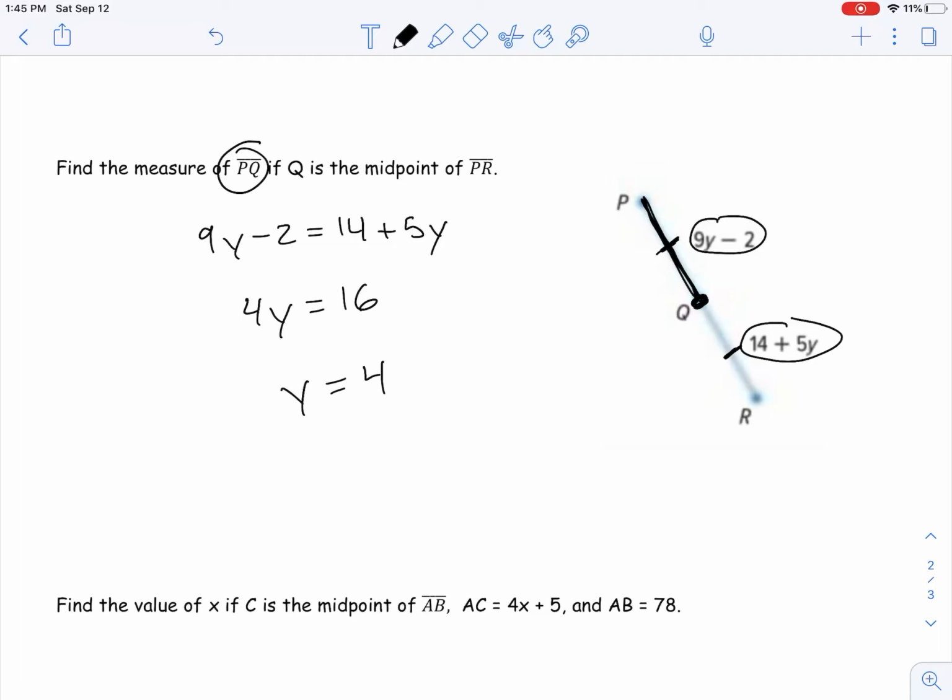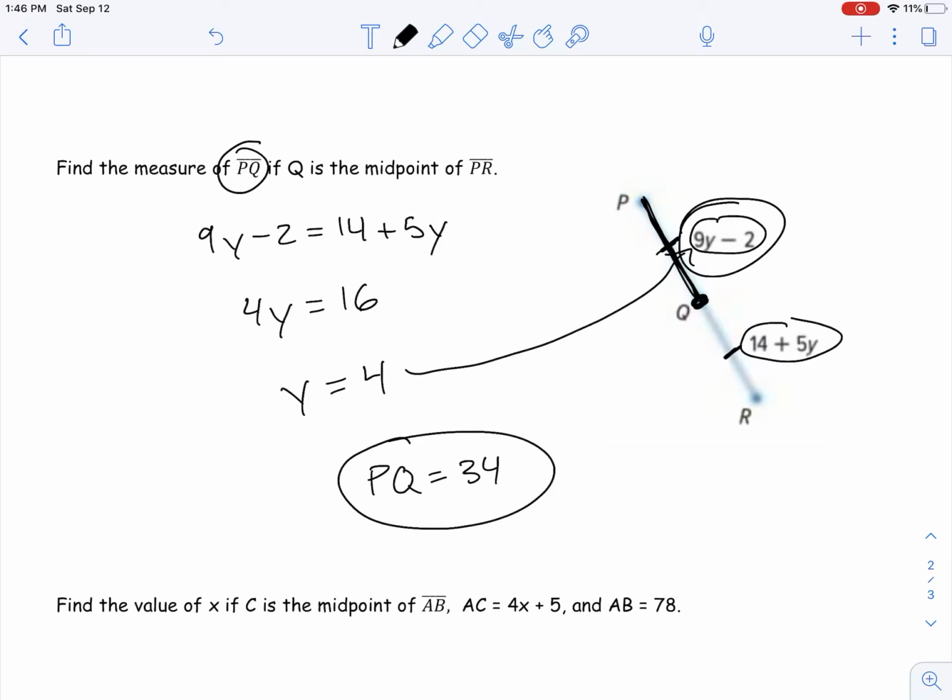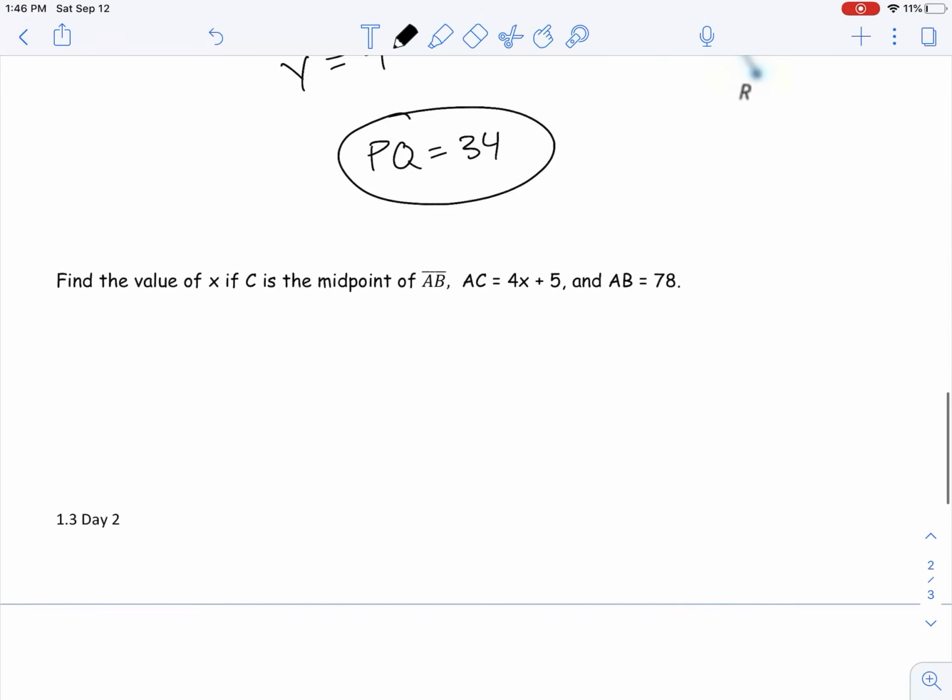It's asking us, again, I've got to look at the question. It says find the measure of PQ. It's not asking us what y equals. It's asking us for what PQ is, which is this guy right there. So now I have to take that 4 and plug it in for y. Well, 9 times 4 is 36. 36 minus 2 is 34. So PQ equals 34. And I didn't put a segment on top of my PQ because I have an equal sign.